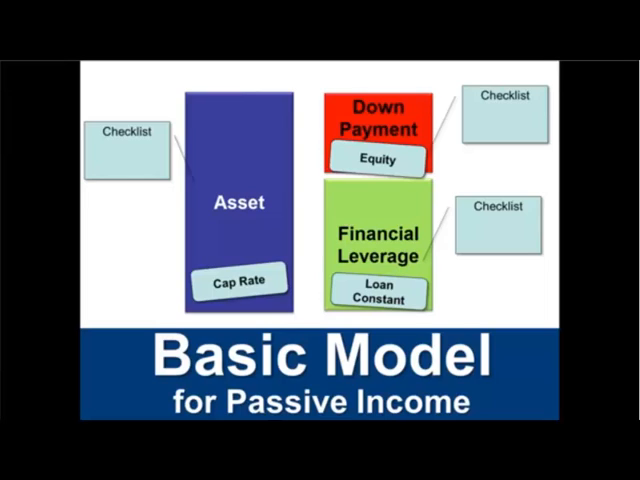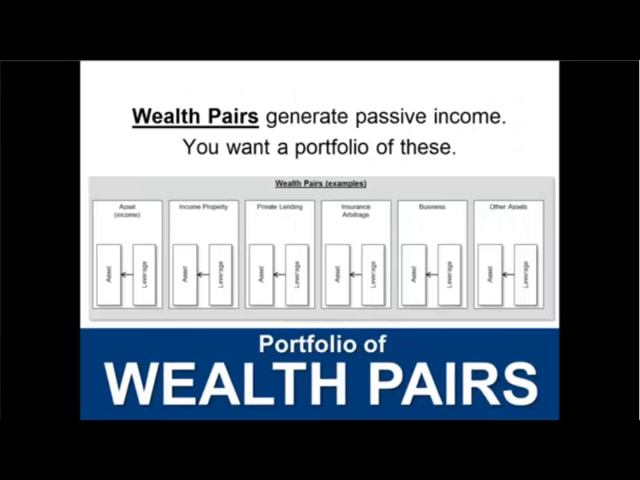And then the financial leverage piece, you want to measure your financial leverage with a loan constant, not with an interest rate. Again, so many people lost their shirts and failed over and over again with investing in income-producing assets by using the interest rate and not the loan constant. So with leverage, you always want to look at the loan constant. So again, that's the basic model for passive income.